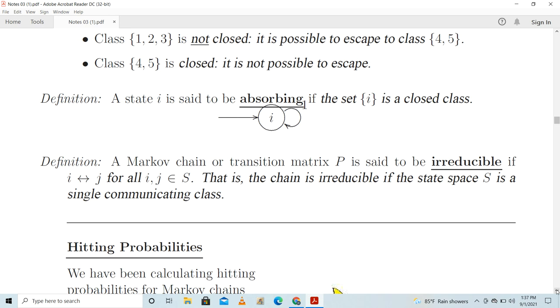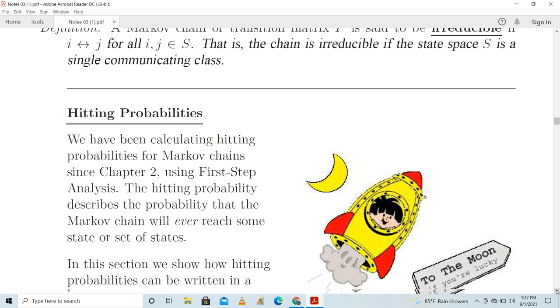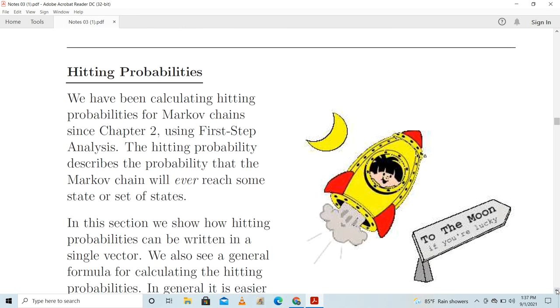If you can find two or three classes, that is, more than one communicating class inside your transition diagram, then it is not an irreducible chain. That is a reducible chain, right? So that is about the class structure. And also I'm going to discuss another topic, which is about hitting probabilities.